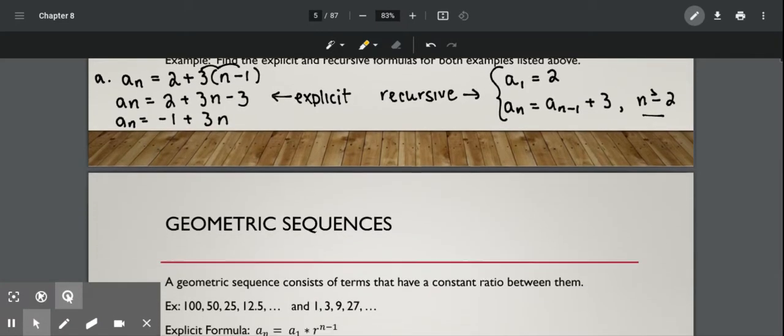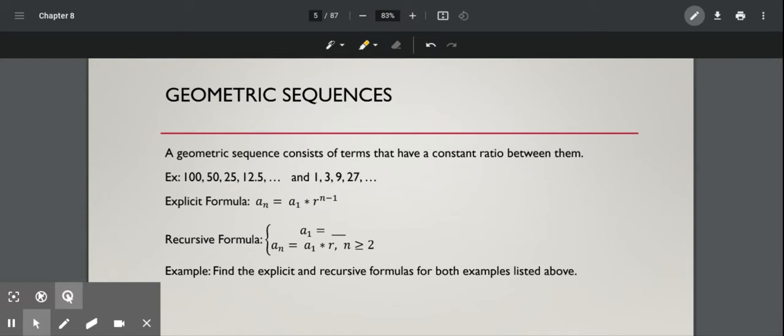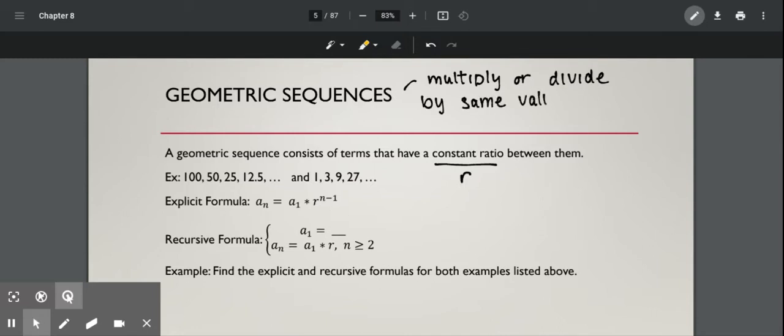All right, so let's move on to a geometric sequence. So a geometric sequence has a constant ratio, which we call r. So a geometric sequence, you either multiply or divide by the same value to get your next term. Okay. So some sequences will be arithmetic, some will be geometric, and some won't be either. They'll have different patterns to them.